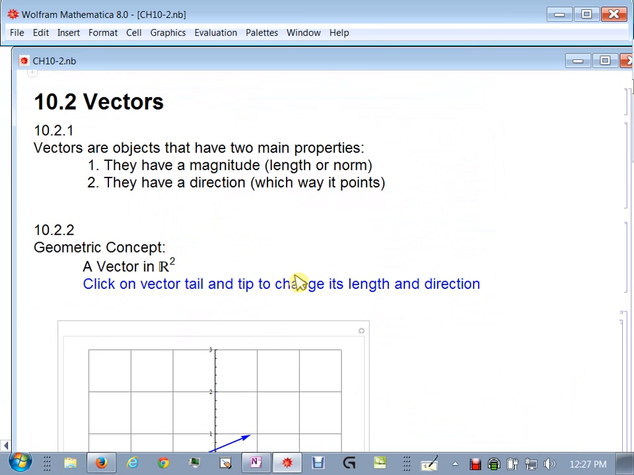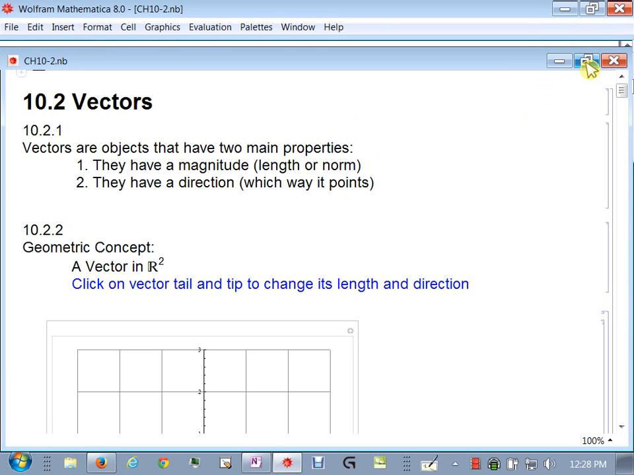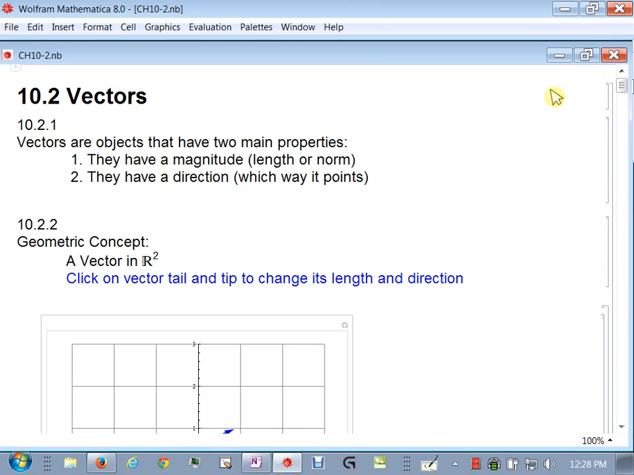10.2, vectors. How many of you have heard of vectors, done some vector stuff? Yeah? All right. In this class, we are going to look at vectors as having two properties. We define a vector as an object that has the two properties of having a magnitude and some direction. Magnitude meaning length, and direction meaning an angle or something like that.